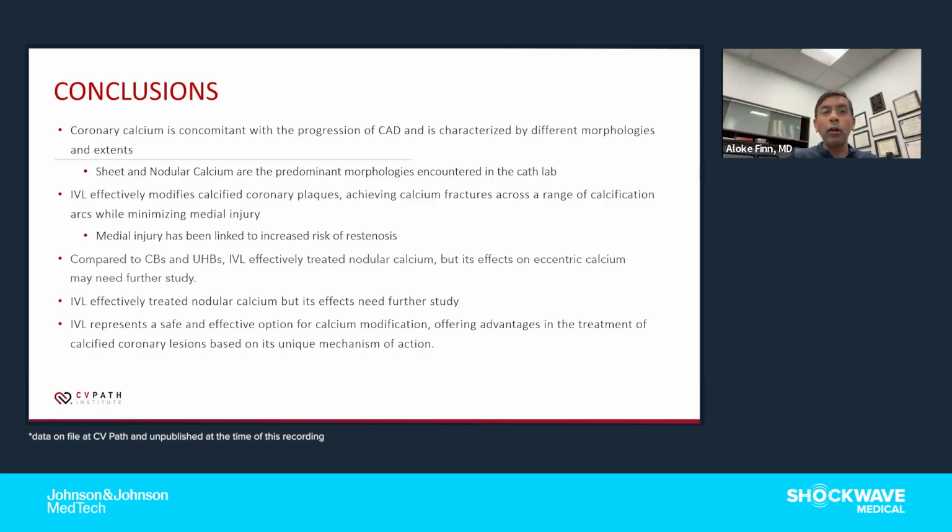So in conclusion, coronary calcium, as I've shown you, is concomitant with the progression of CAD. Sheet and nodular calcification are the predominant morphologies we encounter in the cath lab. IVL effectively modifies calcified coronary plaques, achieving calcium fracture across a range of calcifications while minimizing medial injury. And medial injury, as I showed you, is linked to increased risk of restenosis and other events. Compared to cutting balloon and ultra high pressure balloon, IVL consistently induced fractures with fewer complications, even in lesions with smaller calcification arcs, although it was less successful in those with eccentric calcification.